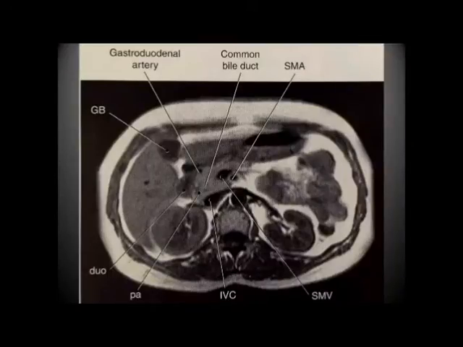So in this image, notice we're still going a little farther inferior. The liver's going out. We're actually seeing the gallbladder on this image. We have the descending aorta, the inferior vena cava, and we have the superior mesenteric vein here and the superior mesenteric artery. We have the right kidney, left kidney, and we're actually seeing the head of the pancreas in this area. The common bile duct's a little difficult to see. It's around this area.